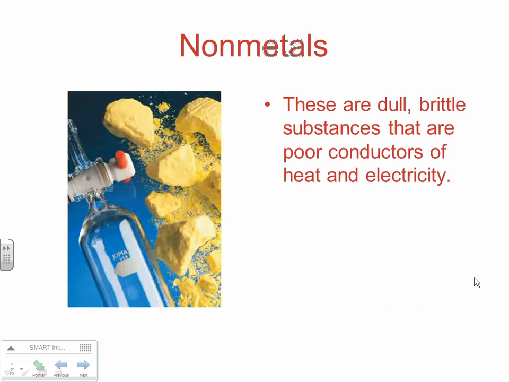Now, nonmetals, on the other hand, tend to be the exact opposite. They're not shiny or lustrous, they're dull. They're not malleable, which means when you hit them with a hammer, they don't flatten out, and they're not ductile. They're the exact opposite. They're very brittle substances. And they're also consequently very poor conductors of heat and electricity.